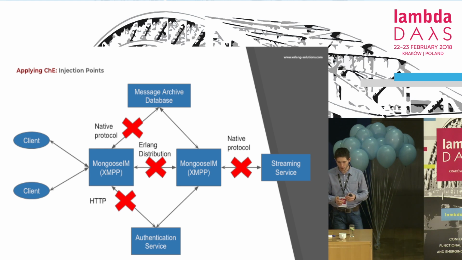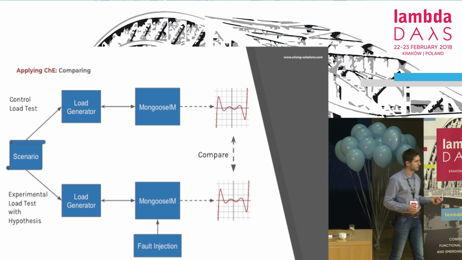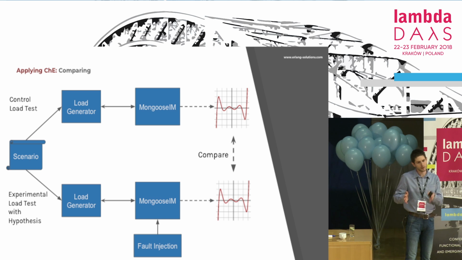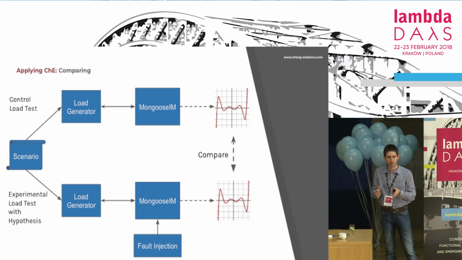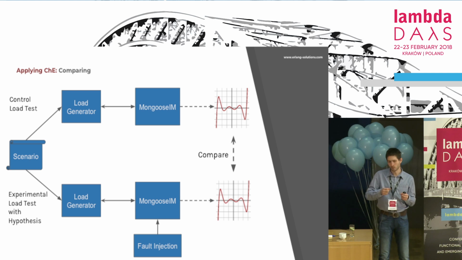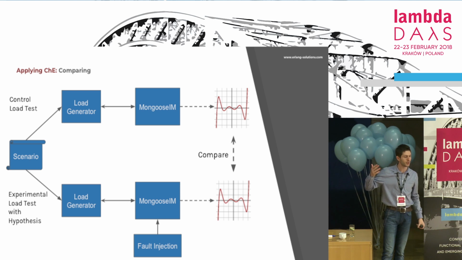And to carry out these experiments, we use our load testing infrastructure. What we have is a load testing scenario that we fed our load generator with, which in turn puts some load on the server, and we learn the steady state. And this is our control group.